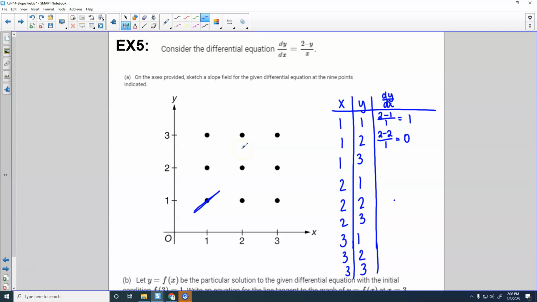So a 0 slope is what kind of line? Flat horizontal, right? So horizontal line right here. Oh, no, what am I doing? Wrong spot. That is at the point 1, 2. 1, 2 is right here. Now, where else am I going to get 0?